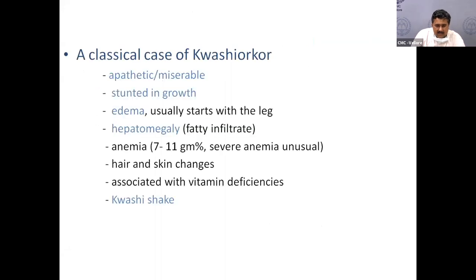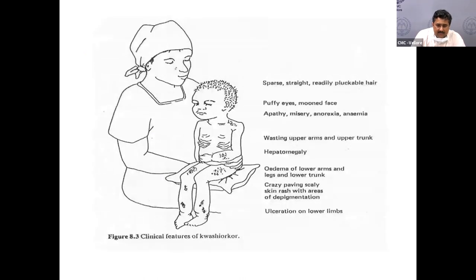A classical case of kwashiorkor will be an apathetic, stunted or malnourished child with edema, starting mostly in the legs. They may have hepatomegaly, anemia, and skin and hair changes, and it can be associated with vitamin deficiencies. They have a peculiar type of tremor, which was termed the kwashi shake. So this is the classical picture, in the pictorial representation.